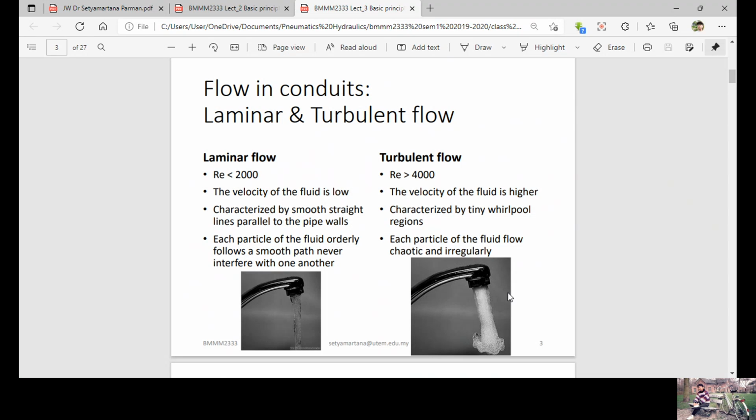While for turbulent flow, the Reynolds number is higher than 4000. The velocity of the fluid is higher. It is characterized by tiny whirlpool regions, and each particle of the fluid flows chaotically and irregularly.